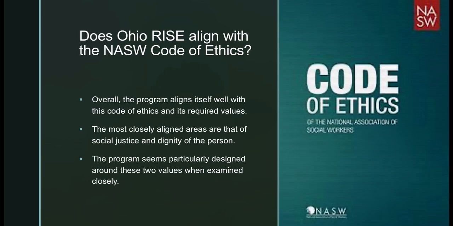So the question now would be, does it really align with what social workers would aim to do with the NASW Code of Ethics? And I would say overall, yes, it does. It most closely aligns with the areas of social justice and the dignity of the person. And it seems particularly designed around these two, as social justice really aims to just overall better society through social work and social programs, with special emphasis on the most at risk of our population. And obviously that's pretty closely aligned with what Ohio Rise aims to do. And moving on with dignity of the person, it really just looks at viewing everybody as a person regardless of the circumstances or conditions that might be around them. And obviously, as previously stated, there are pretty significant conditions and circumstances and complications that are involved with those covered by Ohio Rise. So obviously this applies pretty closely.